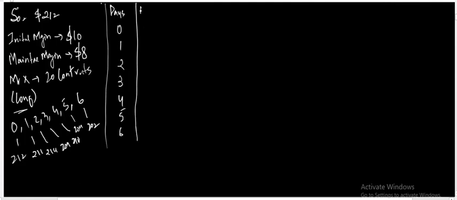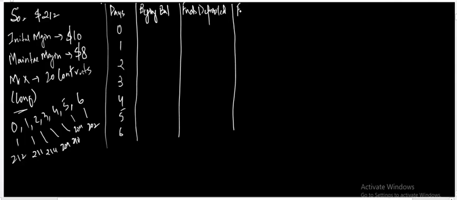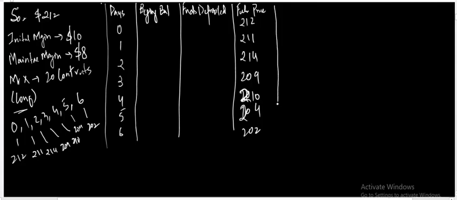Now let me talk about the beginning balance first. Beginning balance, then let me make some columns, then the amount of funds he has to deposit, then the futures prices which are given to me, that is 212, then 211, then 214, then 209, then 210, then 204 and 202. Then I have to talk about the amount of change, then the gain and loss, and finally the ending balance.